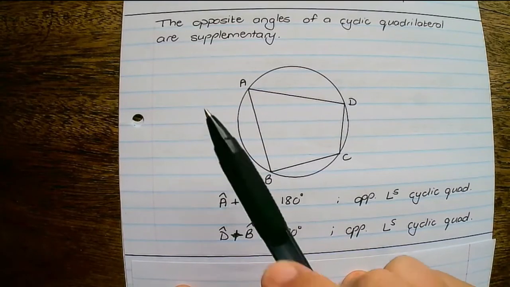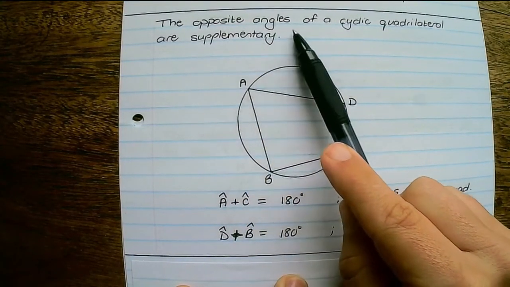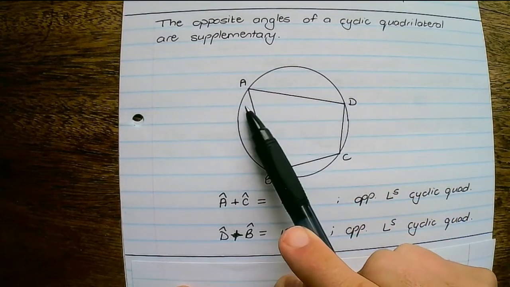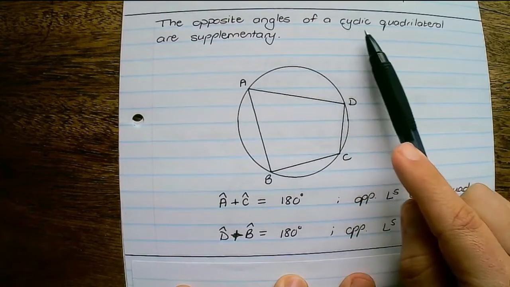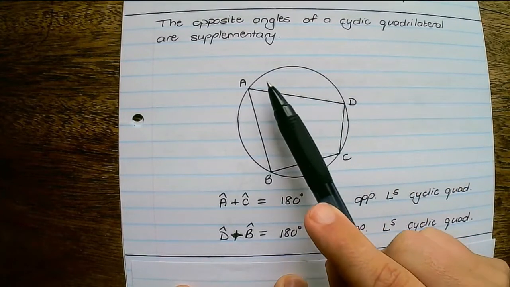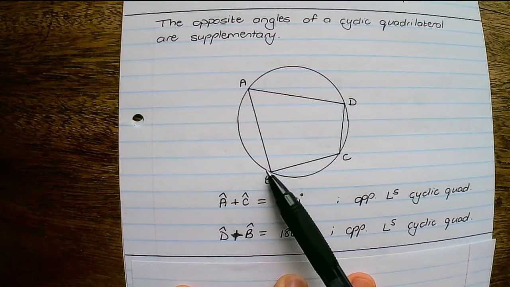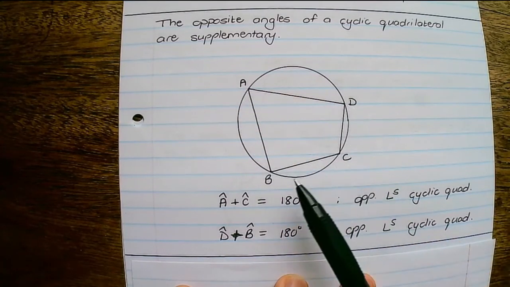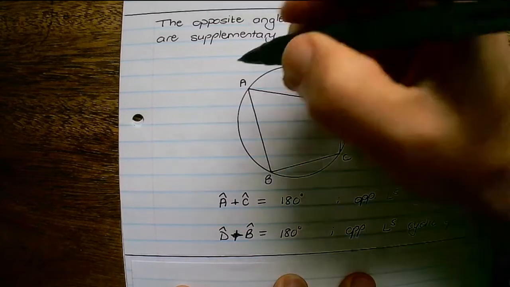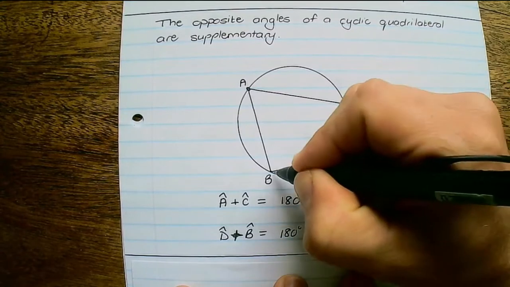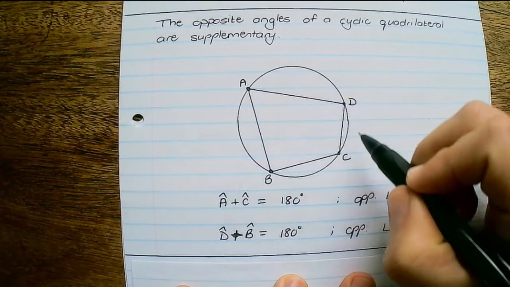The next one we see often. It says that the opposite angles of a cyclic quadrilateral are supplementary. What the word cyclic quadrilateral means is that we have a four-sided figure whose vertices meet on the circumference of the circle. So its points or its corners are on the circumference of a circle.